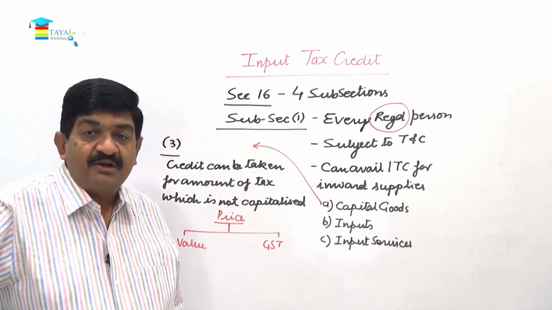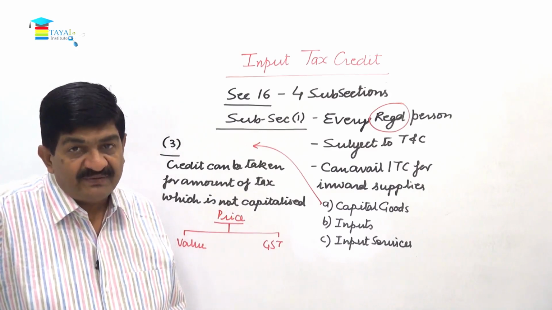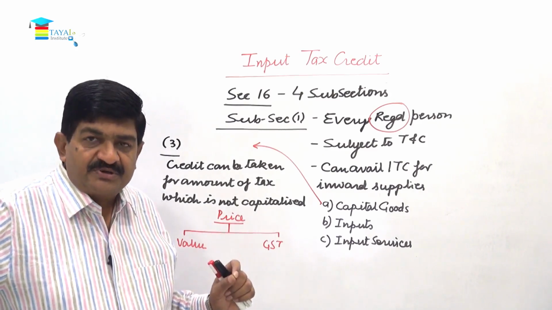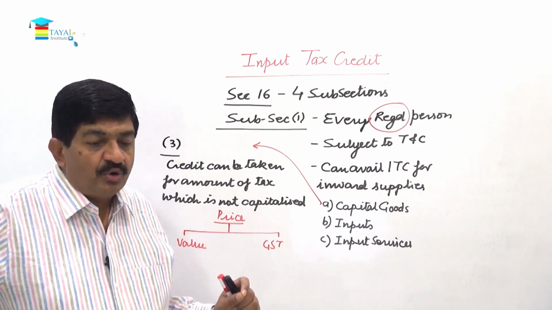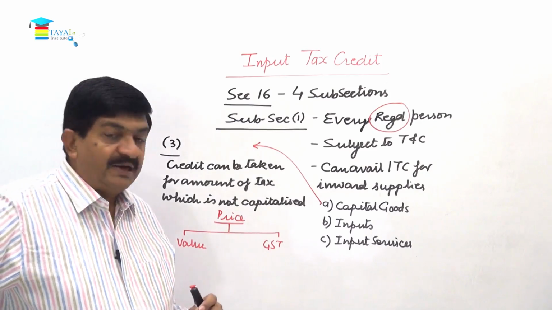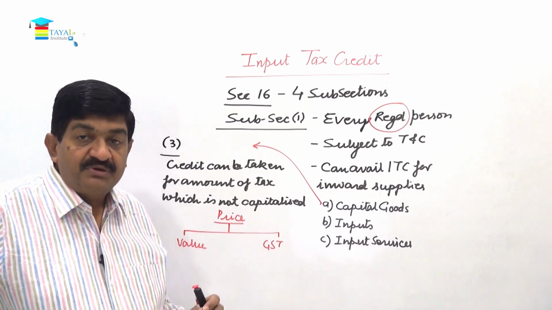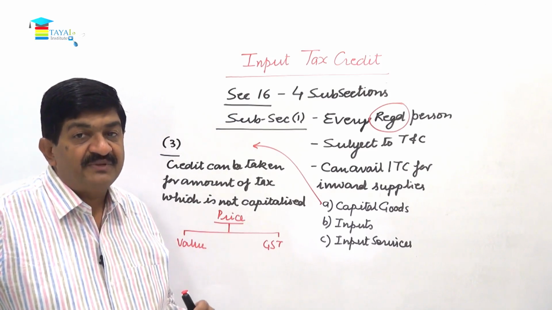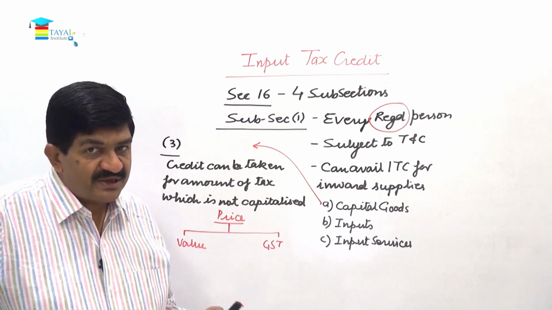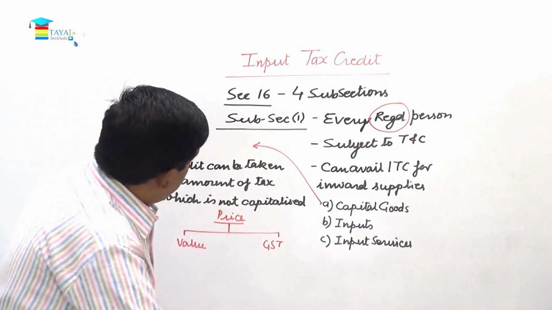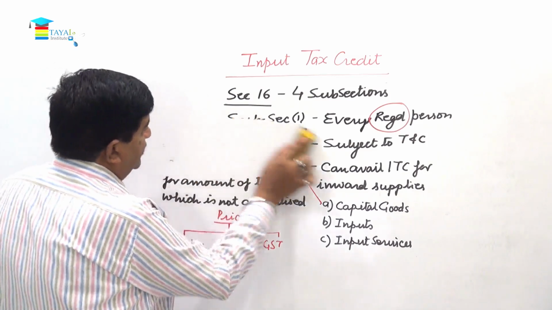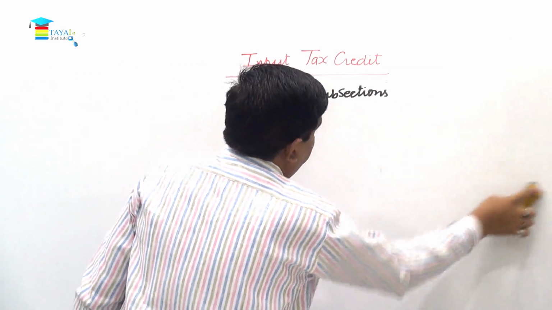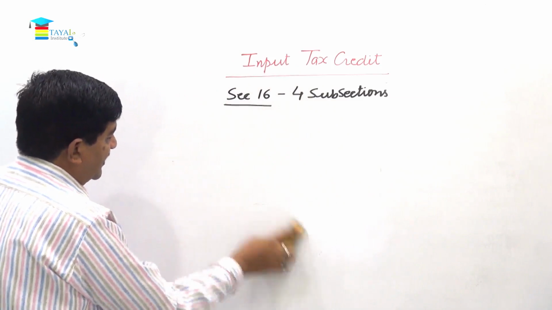A lot of things are there where the input tax credit will not be available. So subject to those terms and conditions, the registered person can avail credit on all inward supplies, right? And when the credit is allowed, this amount is credited in the electronic credit ledger of that particular supplier, or you can say assessee. Now coming to subsection 2, in subsection 2 we have basic terms and conditions subject to which credit can be availed.